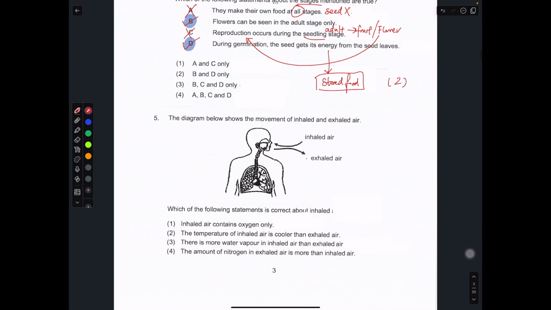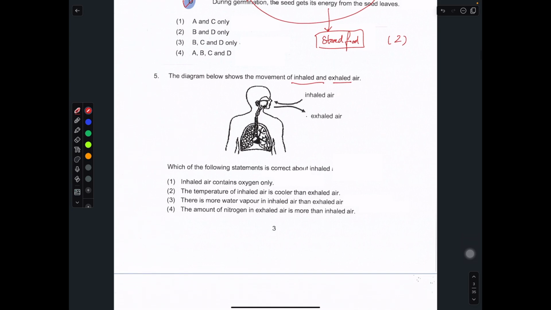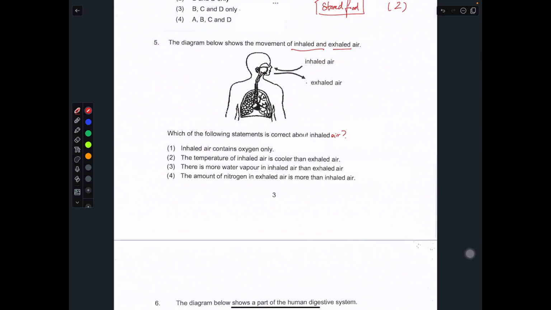The diagram below shows the movement of inhaled and exhaled air. Which of the following statements is correct about inhaled air? Inhaled air contains oxygen? No. Inhaled air also contains other gases.